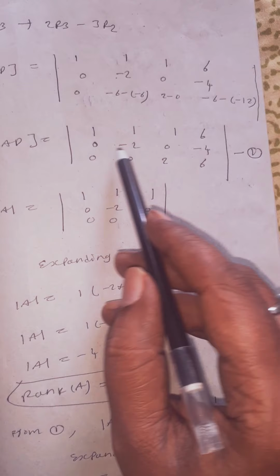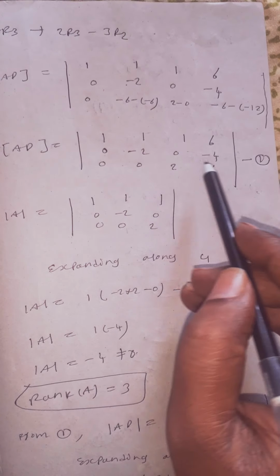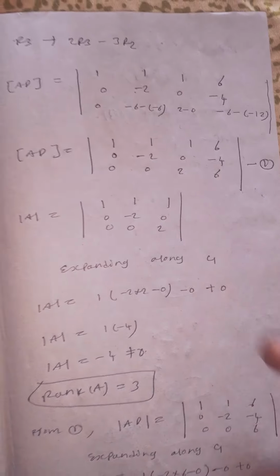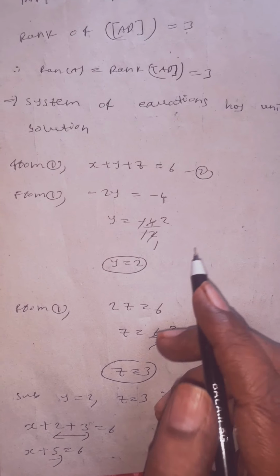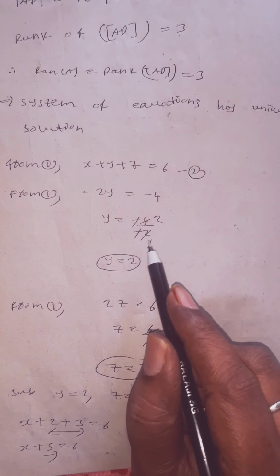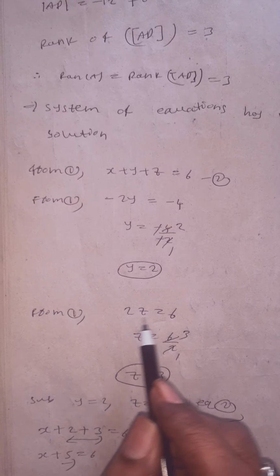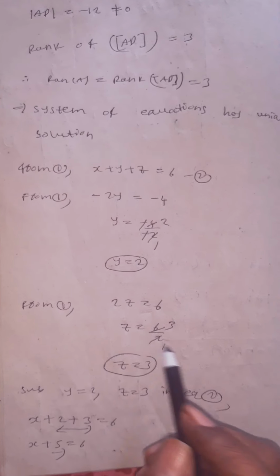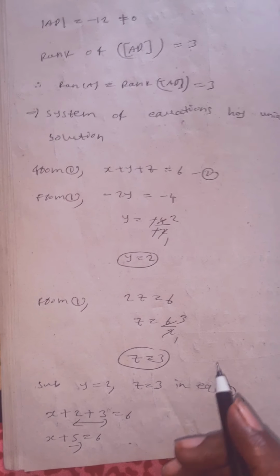Next, what can we write? x is 0, no need to write. So minus 2y is equal to minus 4 we can write. Next step, 2z is equal to 6. So minus 2y equals minus 4: send minus 2 to the other side, multiplication will become division, minus minus cancel, so y equals 2. So I have already told you, from 1 we have 2z equal to 6. Send 2 to the other side, multiplication will become division, so z equals 3.